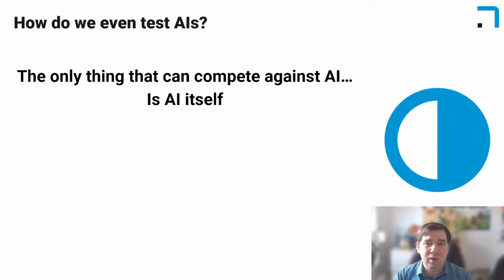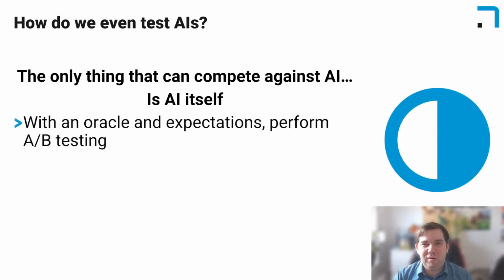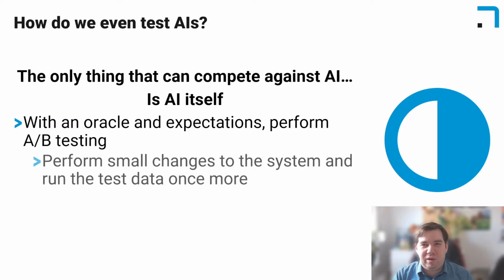Because if we have our oracle and we have our expectations, then we can look at performing A/B testing. We'll perform some small changes to our system to have our B and original A, and we can run all of our test data once more to see what the output is.